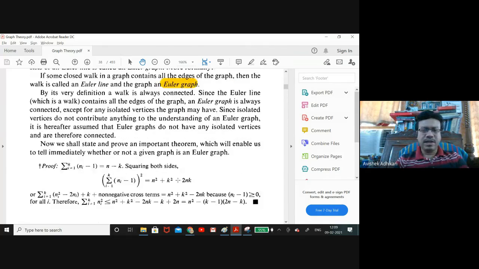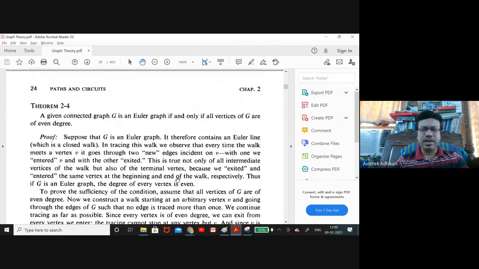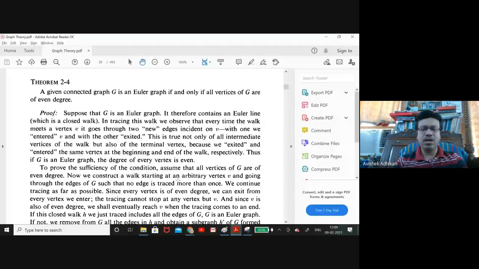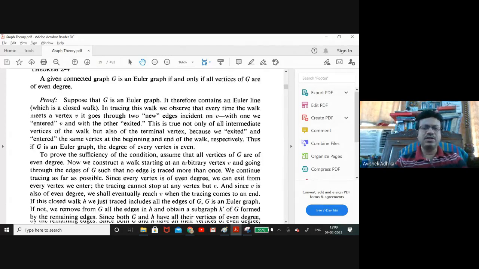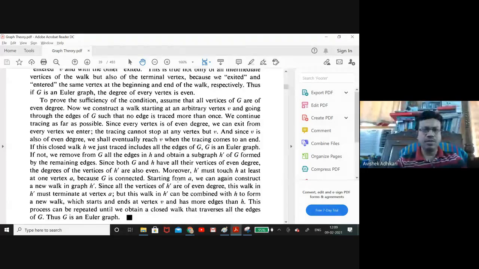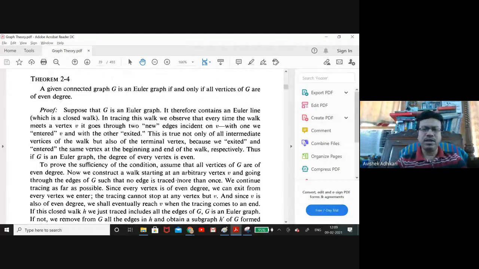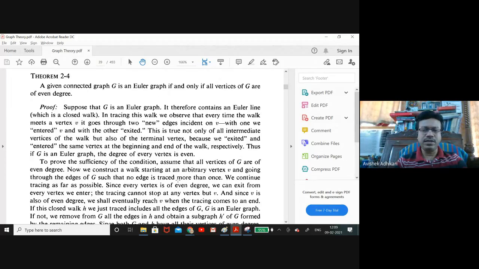Now we are going to state the theorem that I have just mentioned to you. A given connected graph G is an Eulerian graph if and only if all vertices of G are of even degree. Just now I mentioned this and showed you the graph. So I'll leave the proof of the statement to you. It would be your reading course. Maybe someday I will ask you to prove it. Just try to understand it. It's not very difficult, it's quite easy to understand.